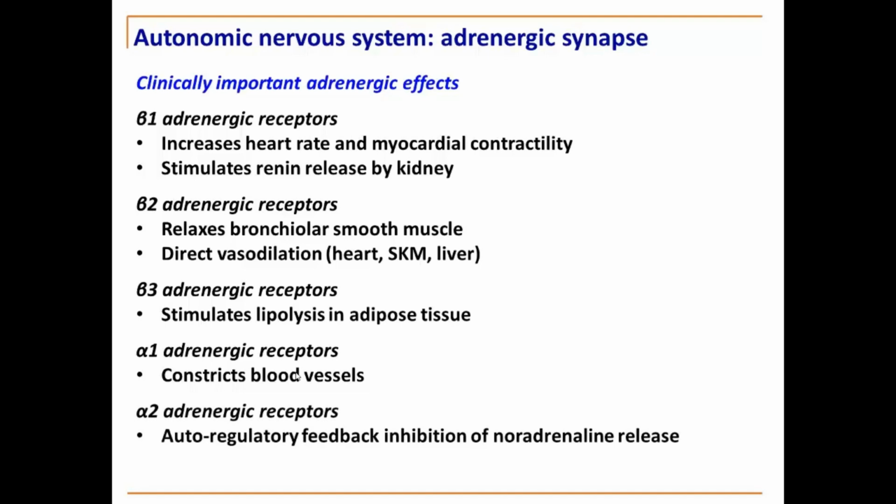Finally, the alpha-2 adrenergic receptors, they are the ones that are involved in autoregulatory feedback inhibition of noradrenaline release. So in other words, these are the ones that are on the presynaptic neurons. Remember, noradrenaline binds to these alpha-2 adrenergic receptors on the presynaptic neuron and inhibits release of more noradrenaline from that presynaptic neuron. So it's all involved with negative feedback.